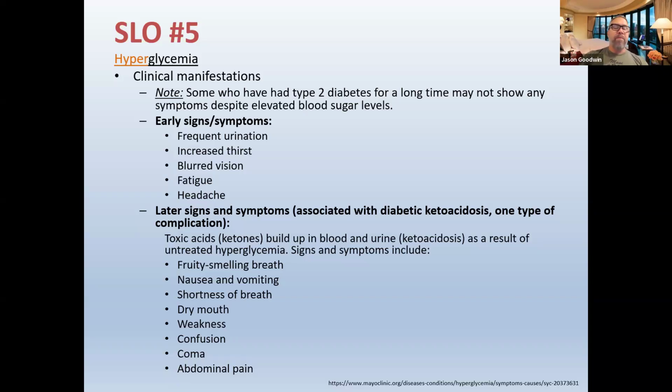Ketones build up in the blood and urine, and that causes ketoacidosis as a result of untreated hyperglycemia. The symptoms include a fruity-smelling breath, believe it or not, kind of like Juicy Fruit gum. They might also have nausea or vomiting, shortness of breath, dry mouth, weakness, confusion, coma, or abdominal pain. Anytime somebody has confusion or a coma or any change in level of consciousness, you're talking about a later-stage symptom, and that's something you need to take very seriously.